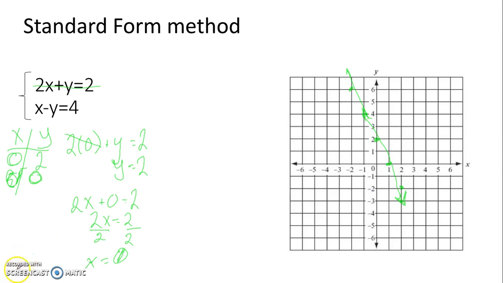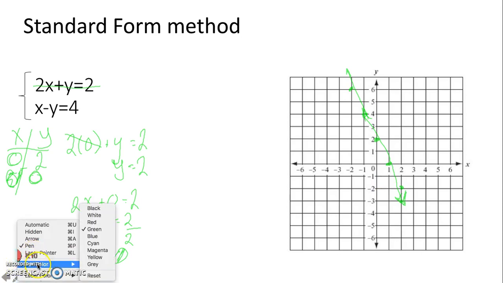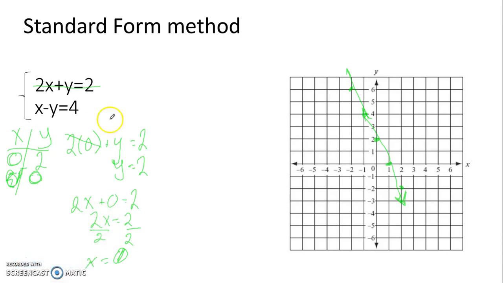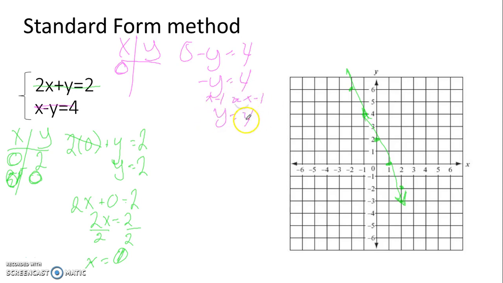Now let's take a look and do the second equation. Second equation, we're going to use our purple. We're going to do the same exact thing. We're going to do an x and y intercept table. So we're going to do 0 there. So 0 minus y is equal to 4. So that's negative y is equal to 4. Then when you multiply both sides by negative 1, you have y is equal to negative 4. And then same thing, we want to find what is x when y is equal to 0. So you have x minus 0 is equal to 4, and that just leaves us with x is equal to 4.